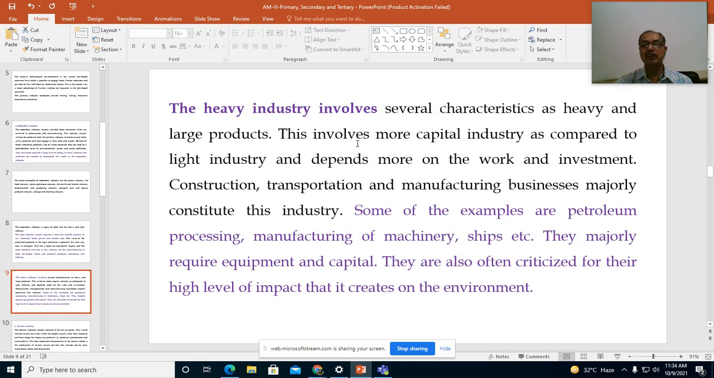The heavy industry involves several characteristics such as heavy and large products. This involves more capital as compared to light industry and depends more on work and investment. Construction, transportation, and manufacturing business, petroleum processing, manufacturing of machinery, ships, etc. The majority require equipment and capital. The more capital intensive it is, the more they are also often criticized for the high level of impact they create on the environment. So you must be seeing that the developed countries are contributing more to the pollution, which is going to create problems for the environment.